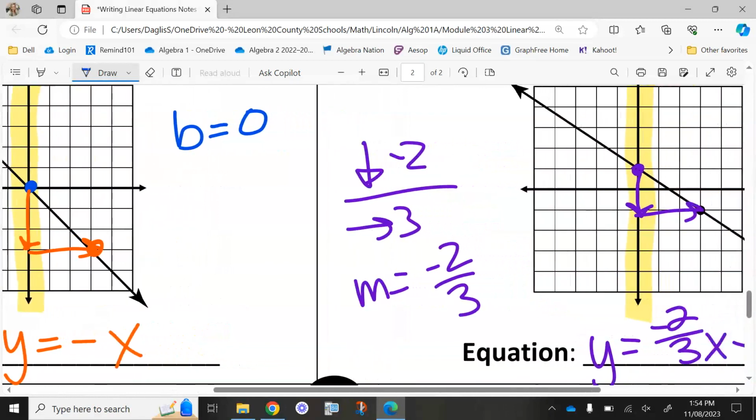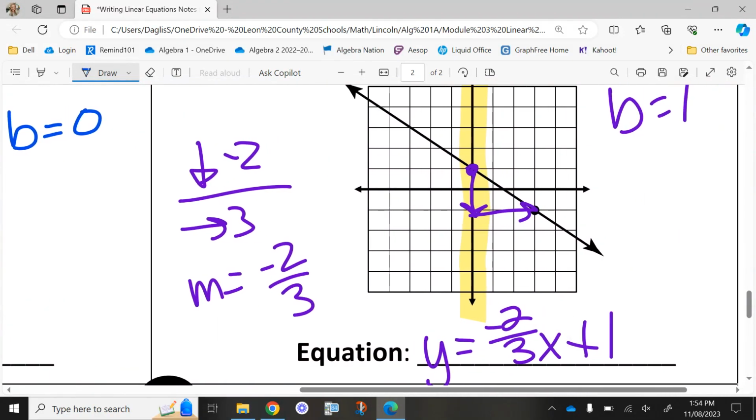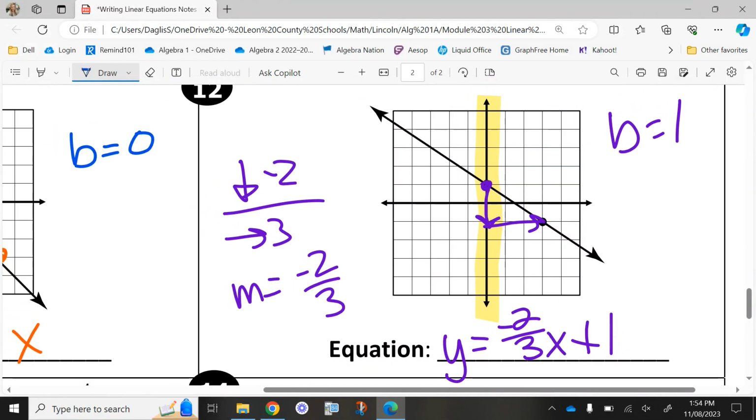Okay, looking at number 12. 12 has a y-intercept of positive 1. Moving left to right, our points go down 2 and to the right 1. So down gives us that negative movement. So we have a slope of negative 2/3. Our equation is y equals negative 2/3 x plus 1.